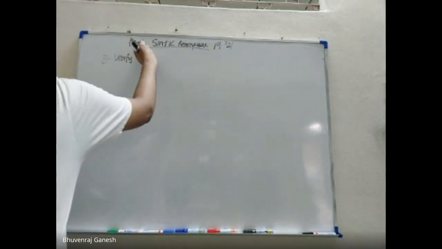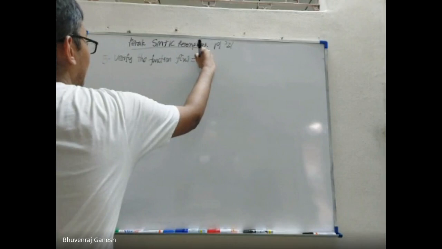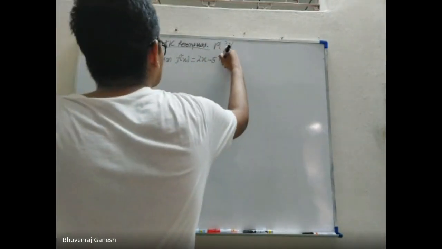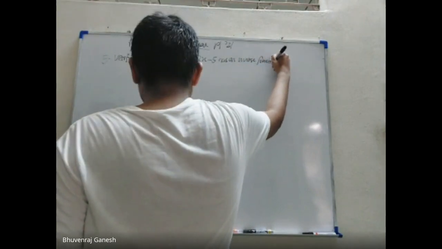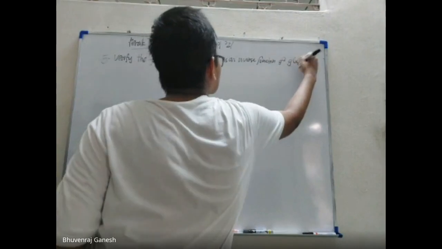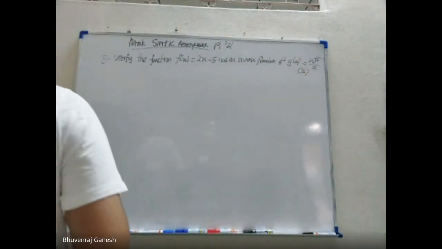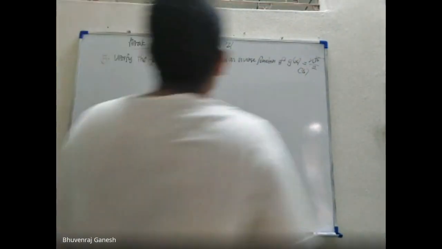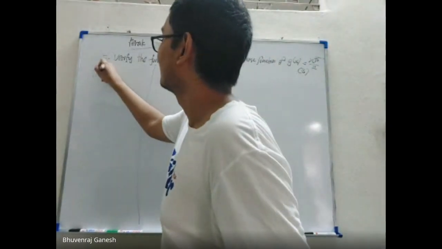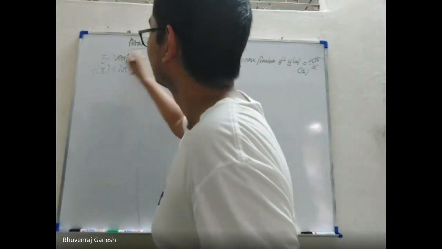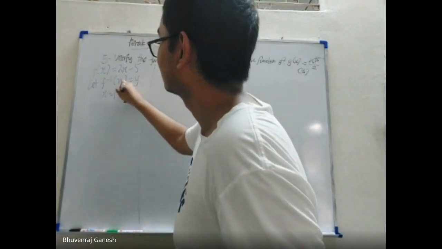So they say verify the function f(x) equals 2x minus 5 has an inverse function of g(x) is (x plus 5) over 2, 3 marks. So how are you going to solve this? So I have two perspectives here. One method is I can just do the normal way of finding an inverse function. This method I've done many times already, so I'll just go too fast.